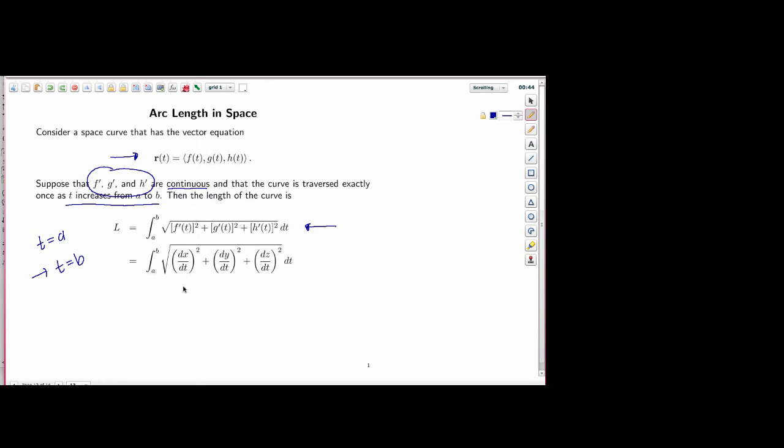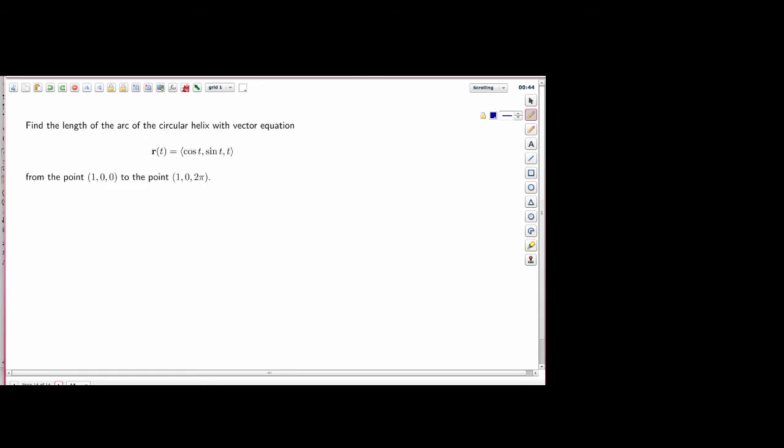Or if f of t, if you think of that as your x component, dx dt squared, dy dt squared, etc. So this is our familiar arc length for parametrically defined curves from two dimensions. Then we just have this third plus dz dt squared component, given that we're looking at a vector curve in 3 dimensions. So here's our formula, and now let's take a look at an example.